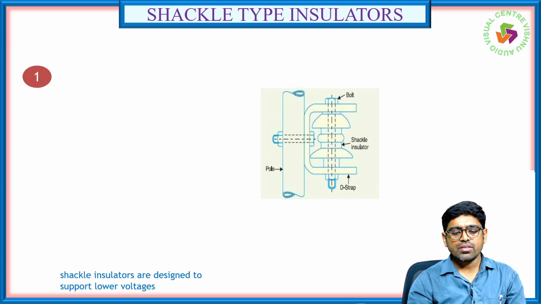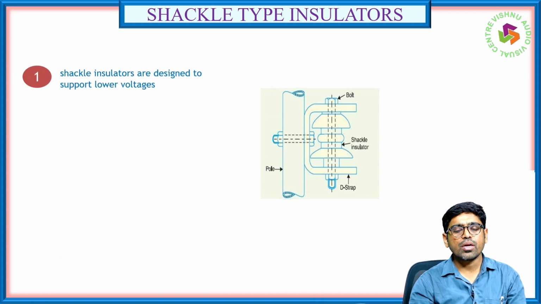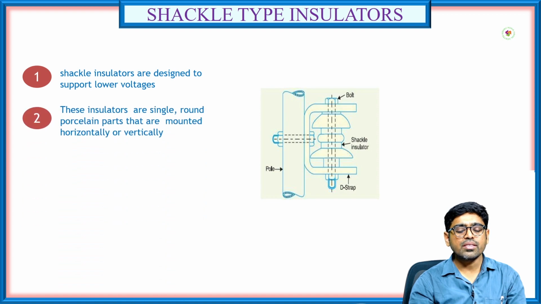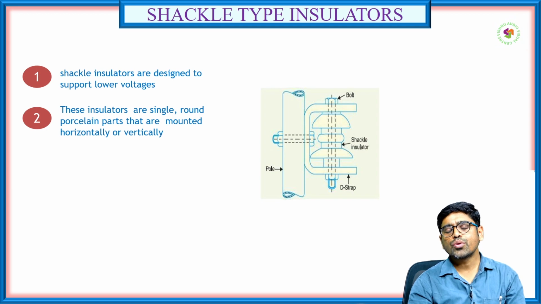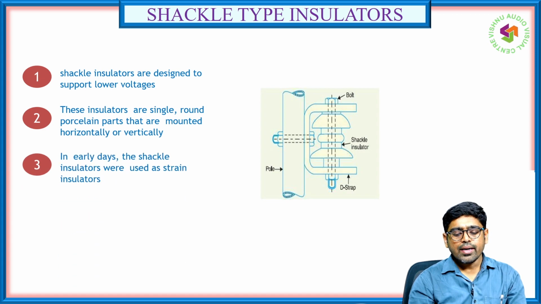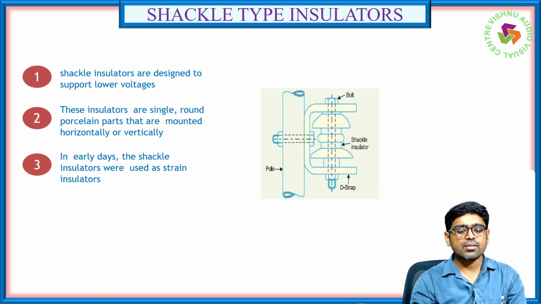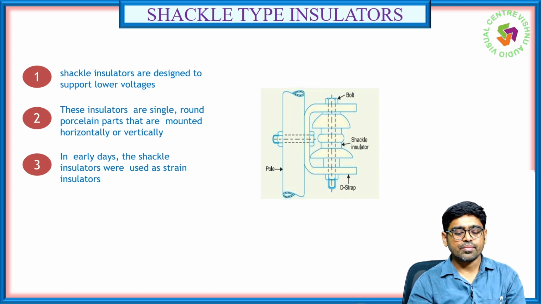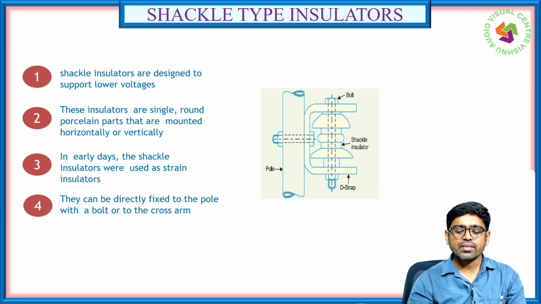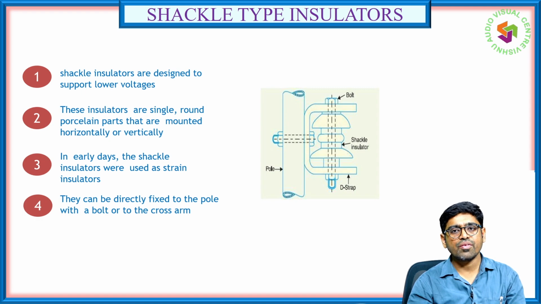You can see the arrangement of these shackle type insulators, which are designed to support lower voltages. These insulators are a single round porcelain part, and they are mounted horizontally or vertically, based on the requirements. In early days, this shackle insulator was used as a strain insulator, because suspension insulators were not familiar then. And they can be directly fixed to the pole with a bolt or cross arms.